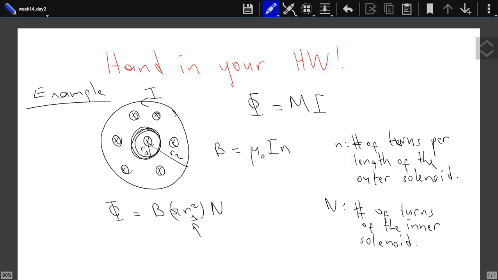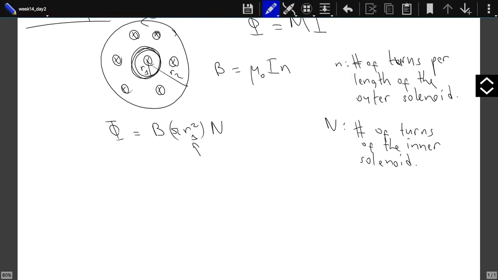The example that you solved in class was different. It was that there was a current running through the inner solenoid and the outer solenoid was the... Okay, let's do it again. Let's do that example. And let's prove that the mutual inductance is the same both ways.